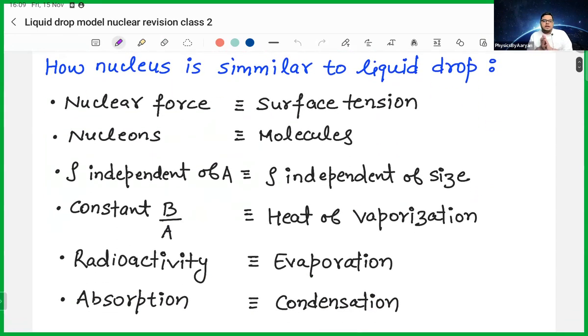For example, in the nucleus we have nuclear forces. In liquids we have surface tension. So forces are there. Then in the nucleus we have nucleons, protons and neutrons. In a liquid drop we have molecules, water droplets or honey drop, whatever your drop is, right?